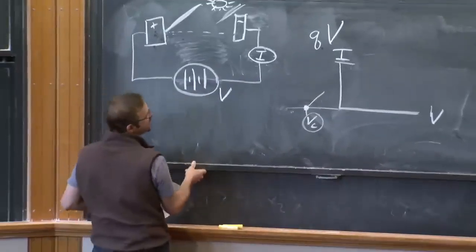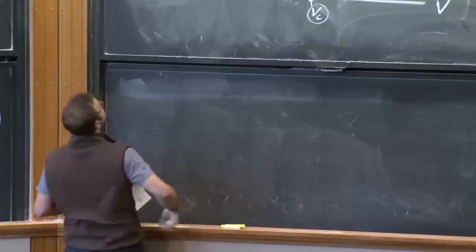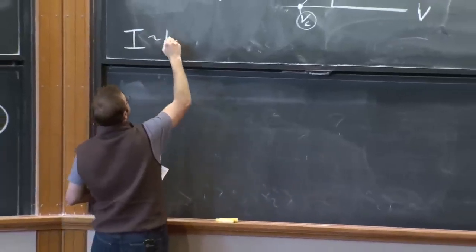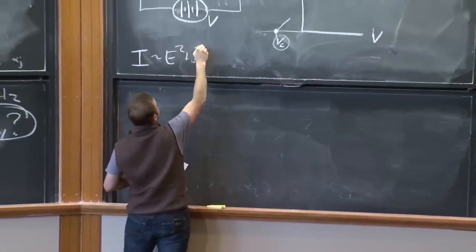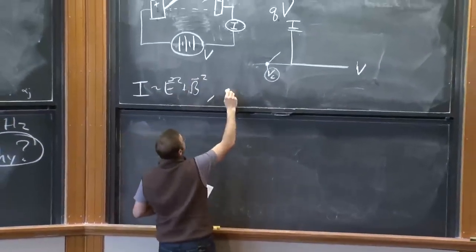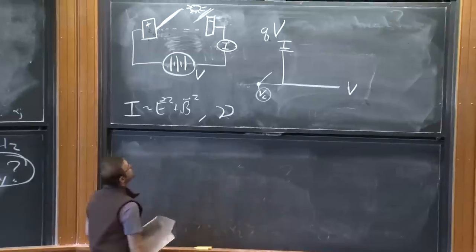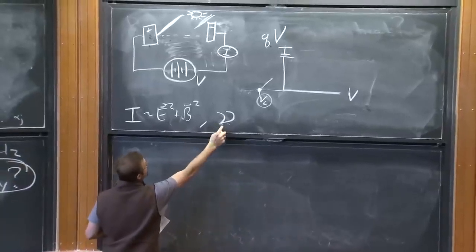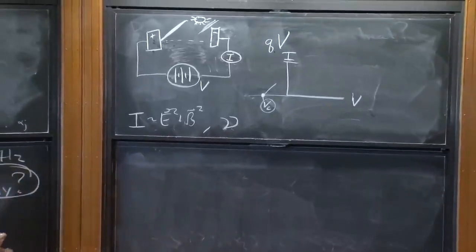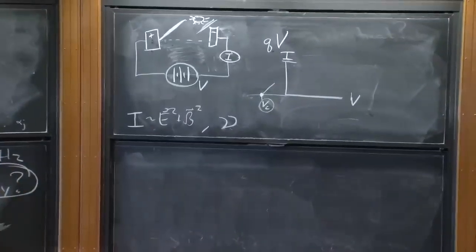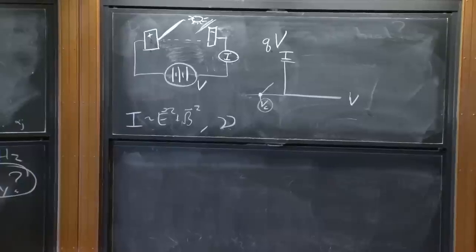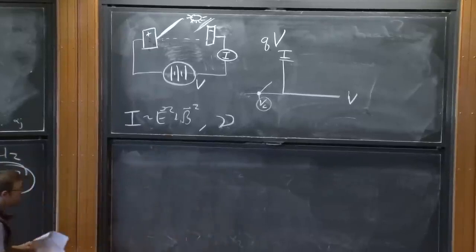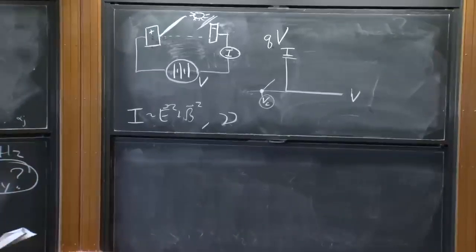So now the question is, what do we expect to see? And remember, the things we can tune in this experiment are the intensity of the light, which is like E squared plus B squared, and we can tune the frequency of the light. We can vary that. Now, does the frequency show up in the total energy of a classical electromagnetic wave? No, if it's an electromagnetic wave, it cancels out. You just get the total intensity, which is the square of the fields.